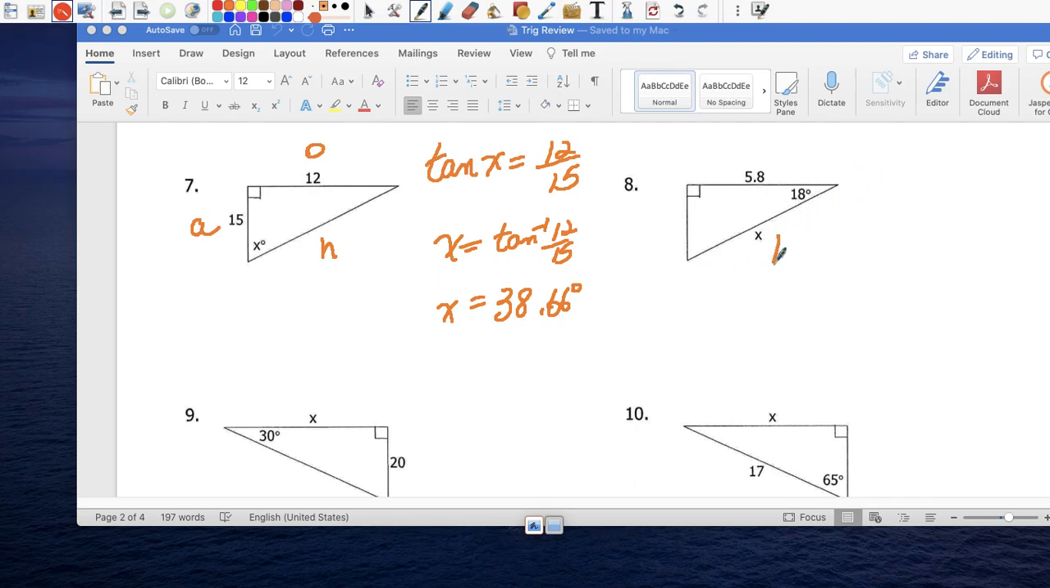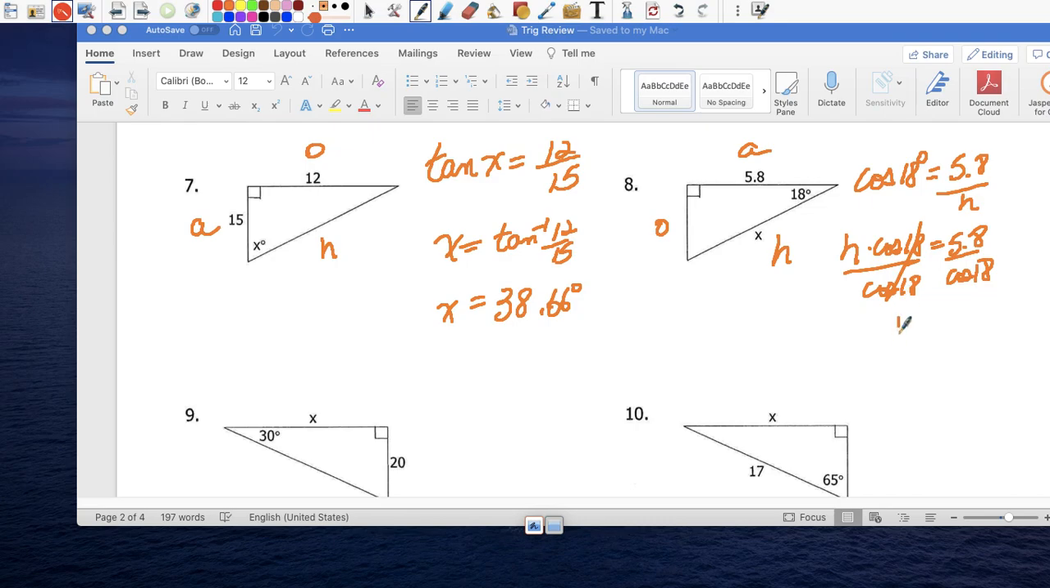We want a side, we want the hypotenuse in this case. From angle 18, this is the opposite, this is the adjacent, so we're going to use cosine. So cosine of angle 18 is the adjacent, 5.8, over the hypotenuse. If you cross multiply this, you get h times cosine of 18 equals 5.8. Now we divide both sides by cosine of 18. That goes away, and we're left with hypotenuse isolated. So 5.8 divided by cosine of 18 degrees gives us that the hypotenuse is 6.10.